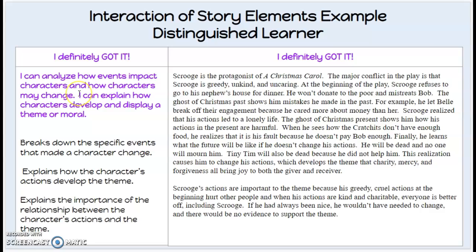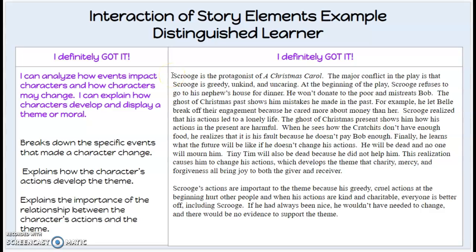Also, the student explains how characters develop and display a theme or moral. Keep in mind that students writing at this level can break down the specific events that made a character change, can explain how the character's actions develop the theme, and explains the importance of the relationship between the character's actions and the theme. Let's read the example.